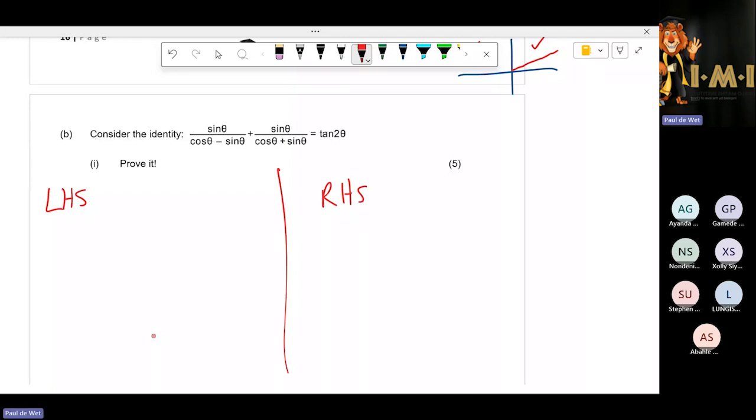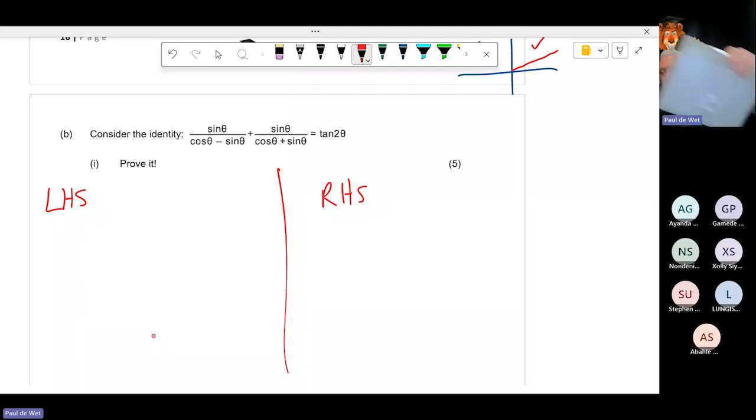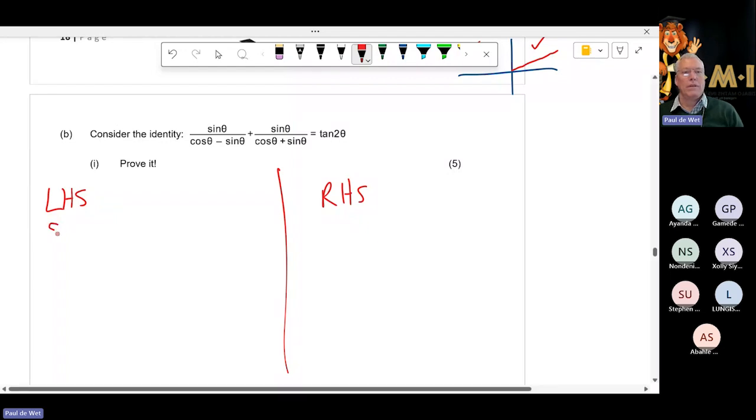Right, let's have a look. So I choose the left-hand side. Firstly, I made the denominators the same. So I have sine theta into cos theta plus tan theta, plus sine theta into cos theta minus tan theta.